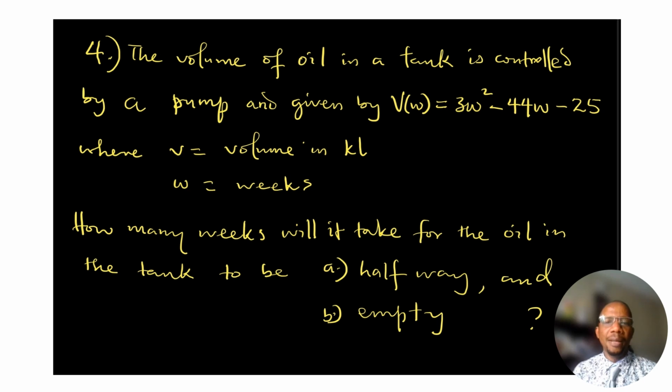This is the fourth one. The volume of oil in the tank is controlled by a pump and is given by V of W equals 3W squared minus 44W minus 25, where V is volume in kiloliters and W is weeks. How many weeks will it take for the oil in the tank to be A, halfway, and B, empty? Let's try those.